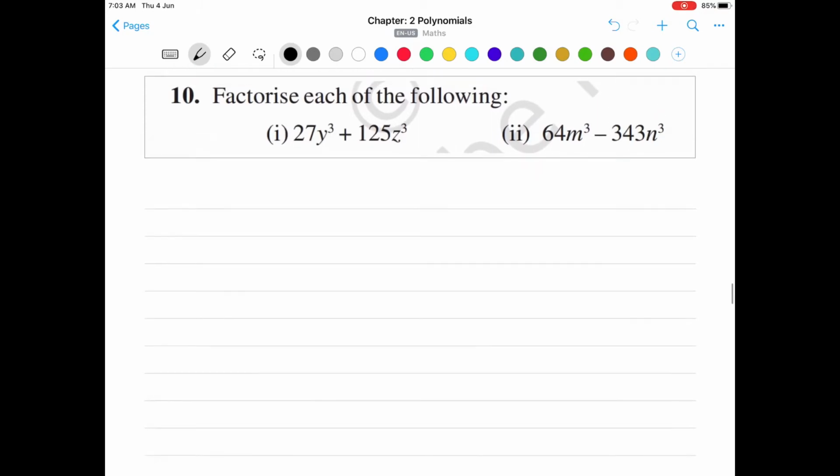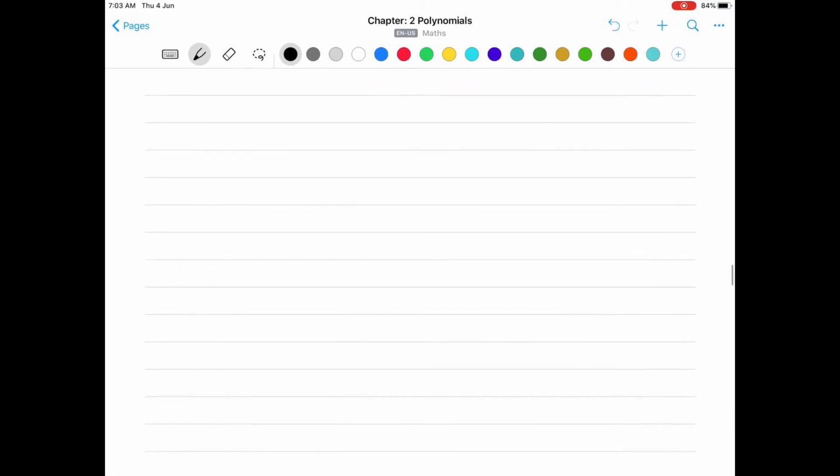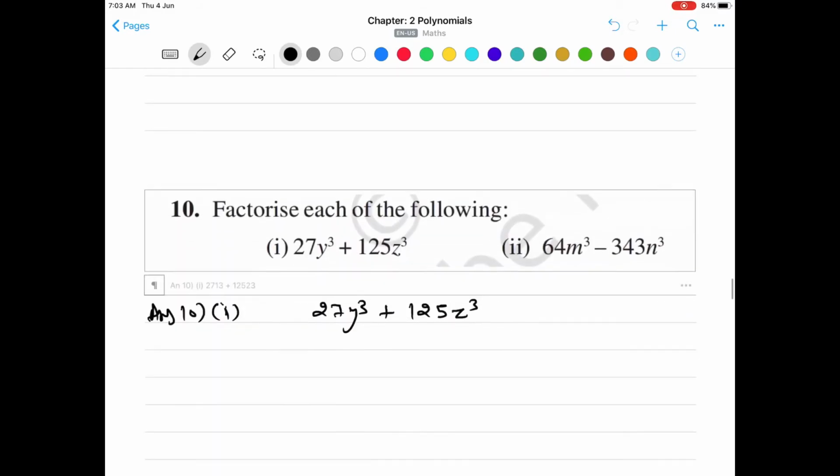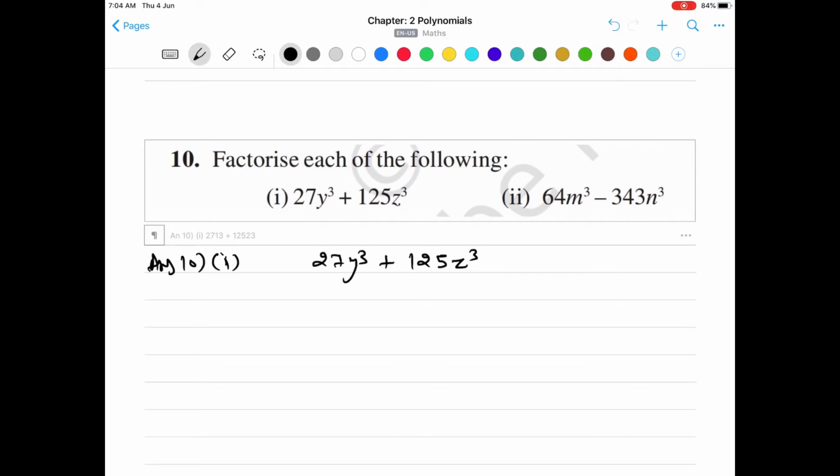Now come to question number 10. We are asked to factorize the following. This is answer number 10, part 1. We have 27y cube plus 125z cube. This will be solved using what we have proved in question number 9, part 1, and this is our identity number 9. First, this 27y cube can be written as (3y) whole cube, and this 125z cube can be written as (5z) whole cube.